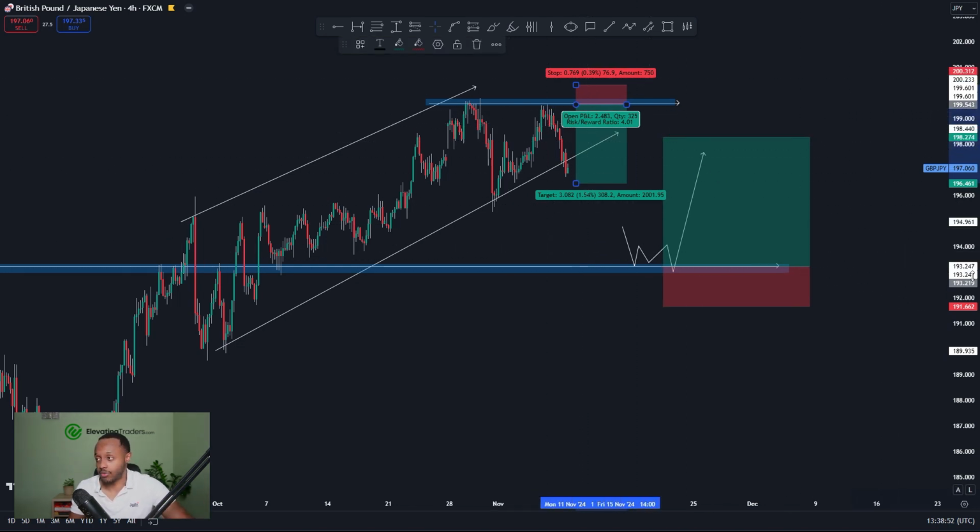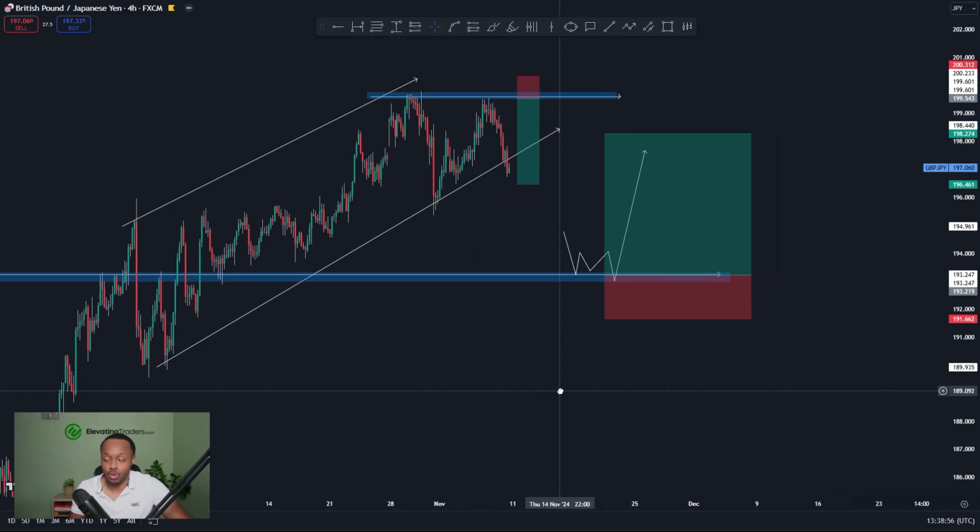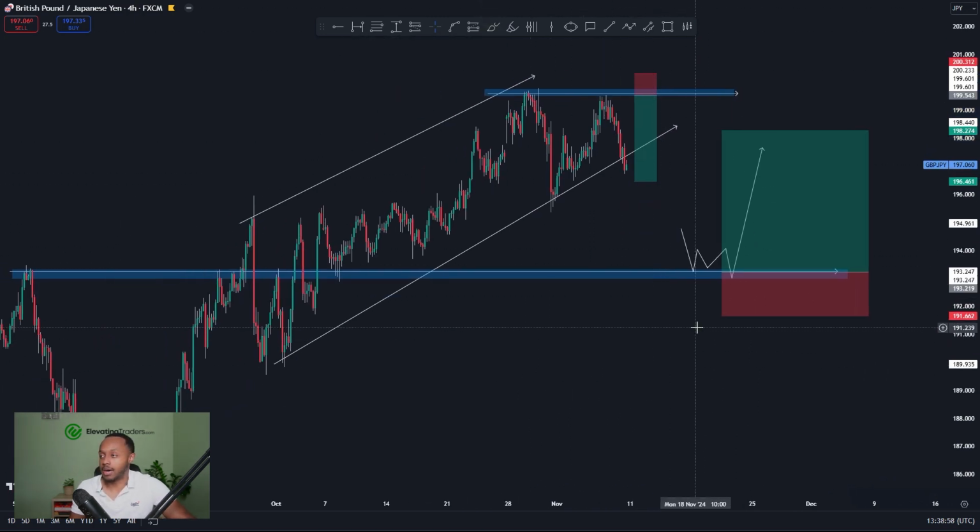Your stop loss is just above the high, so you keep the risk small. And if it does play out, you're looking at a really nice winner. But for me, the buys look a lot better. At least they're following momentum. So that's kind of where my focus will be.